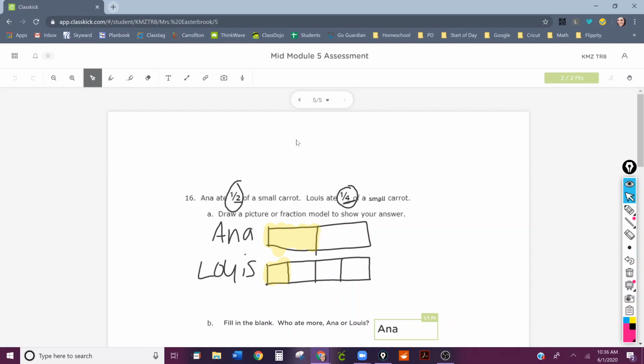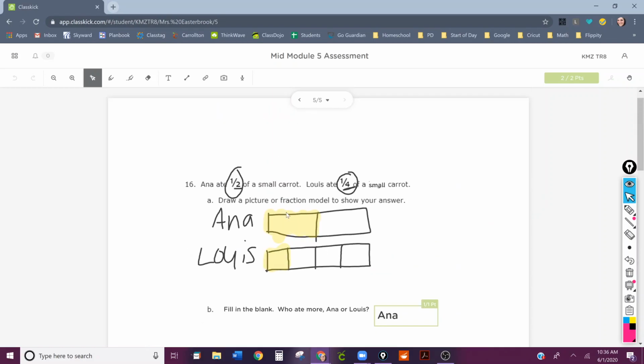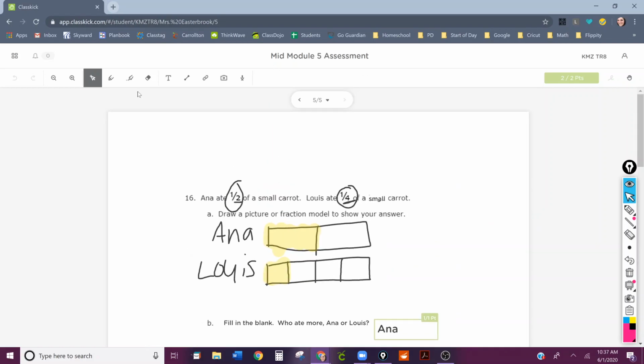And then on Thursday, we will be doing the end of Module 5 assessment. So this mid-module was over the first half of Module 5, and then the next test will be over the last half of Module 5. So then those 2 grades together will tell you how you are doing on fractions for Module 5 going into 4th grade. That is it for today.